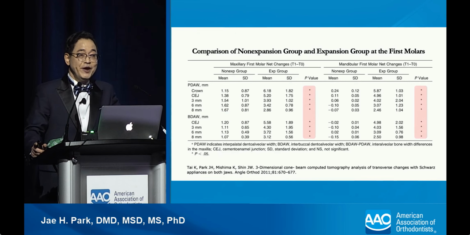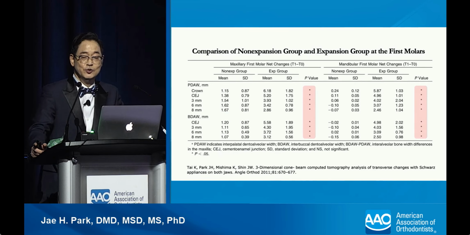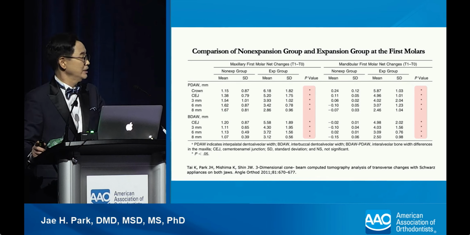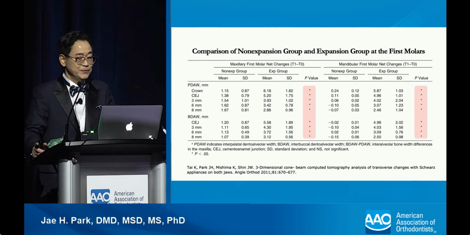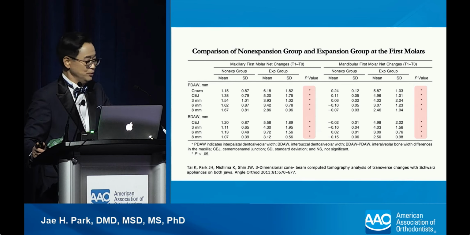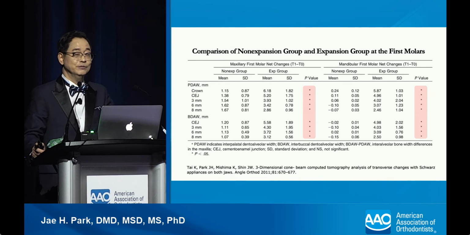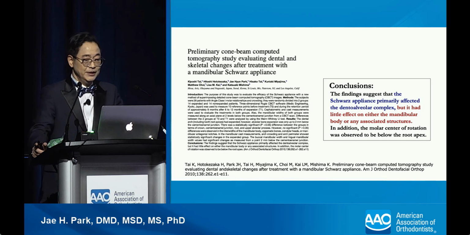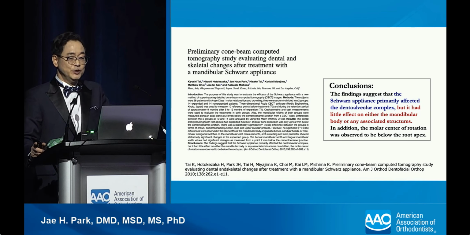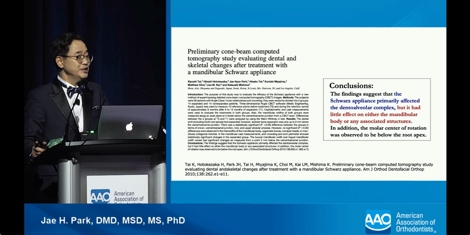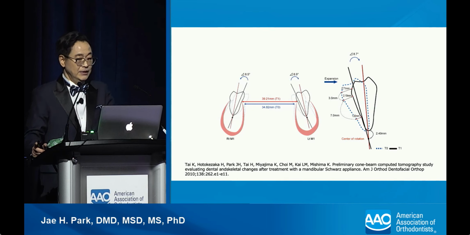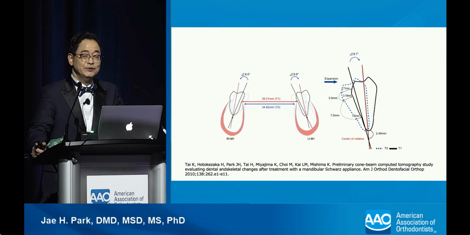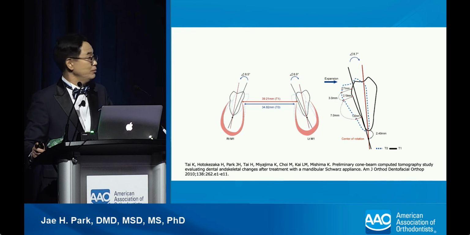This table shows comparison of non-expansion and expansion groups at the first molars. In the expanded group, the values of upper and lower first molars were expanded significantly compared to the control non-expansion group. In this study, we used the ICP superimposition method to evaluate dental and skeletal changes in the mandible using CBCT images. You can see the amount of arm riding after expansion using CBCT superimposition.